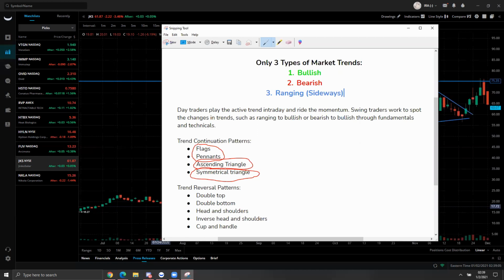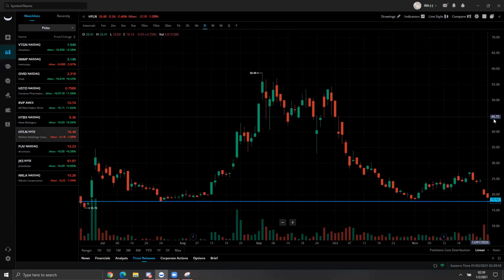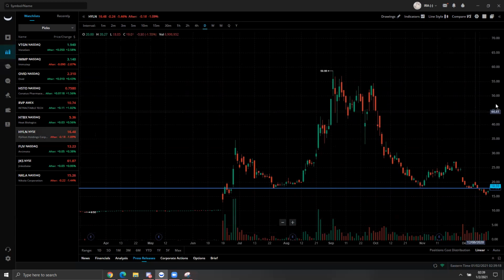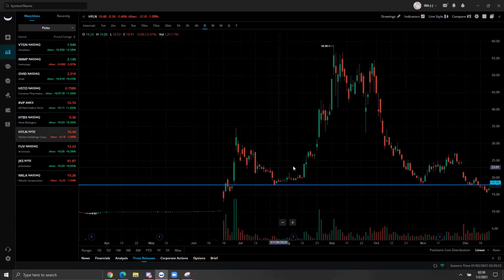The inverse head and shoulders is exactly the same as a head and shoulders. It's literally just flipped, but the concept is the same. So let's go over the head and shoulders pattern. This is what the head and shoulders pattern looks like. This is exactly what it sounds like. It's essentially two shoulders on the side of the chart, followed by this big head in the middle.